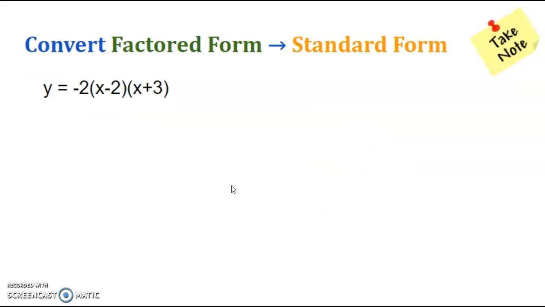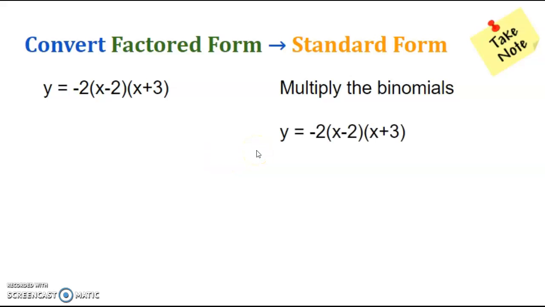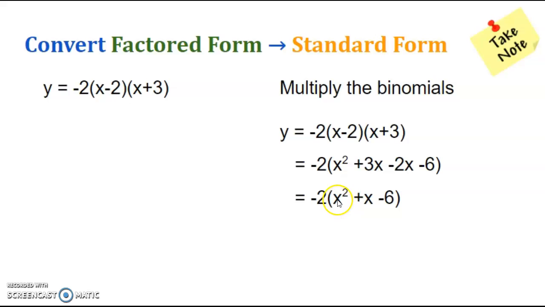What about converting from factored form to standard form? You just basically multiply the binomials back. So you have negative 2 multiplied by (x minus 2)(x plus 3). It's easier to multiply the 2 complicated parts first. Using FOIL, x times x is x squared. Outside, x times 3 is 3x, minus 2x, and then minus 6. Then combine like terms and you are left with x squared plus x minus 6.